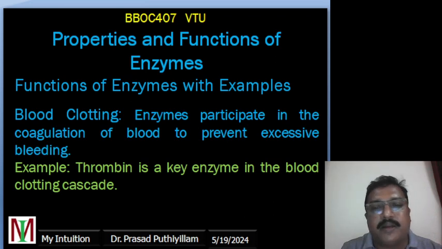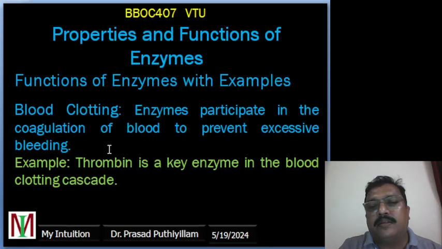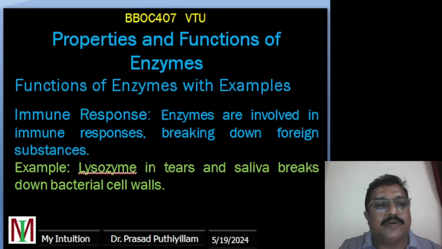In the same way, when there is any damage, any skin cut or wound, the flow of blood has to be controlled. That means the blood has to clot. Then it needs some enzymes to work. For example, thrombin. Thrombin acts like a master plumber. It initiates the coagulation of the blood, leading to the formation of a clot that seals the wound and stops the bleeding. Then comes the function of immune response.